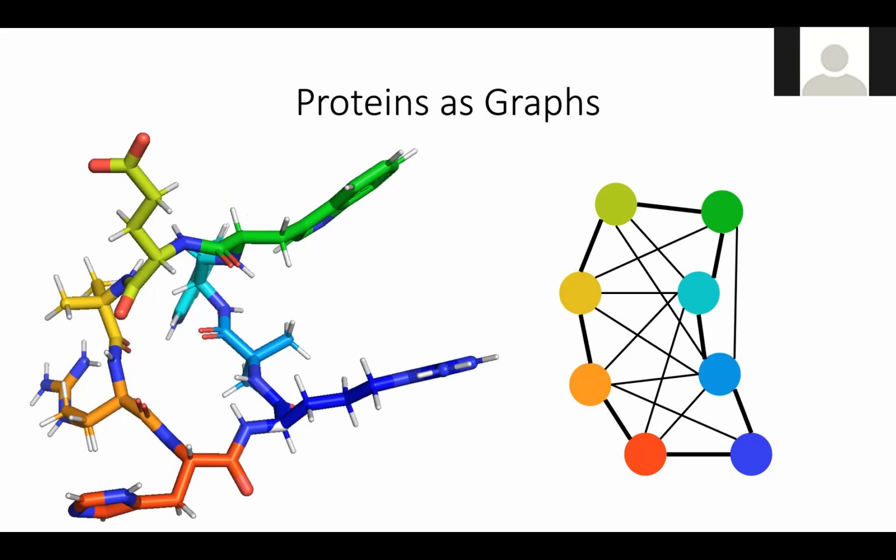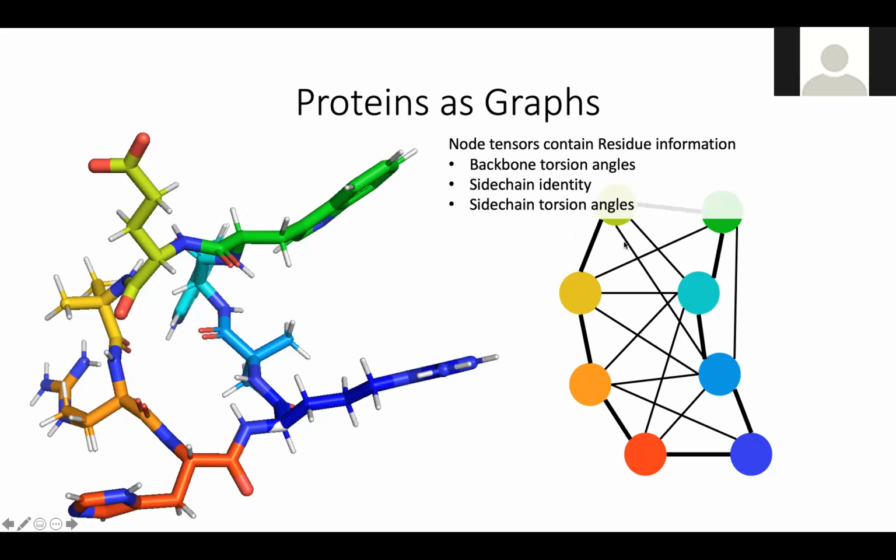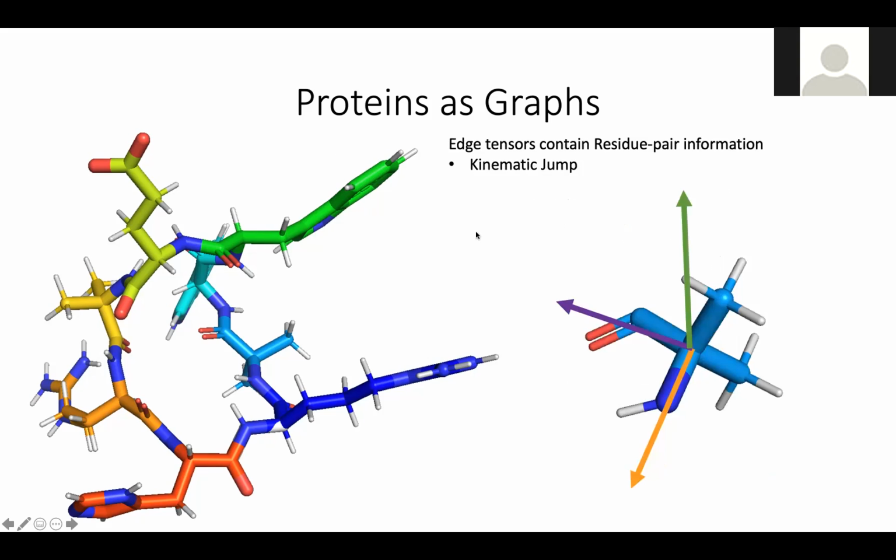That's the gist. The node tensors themselves, or the attributes, contain information on those residues, so backbone torsion angles, sidechain identity or sequence identity, which amino acid it is. Sidechain torsion angles, really just one body terms as we think of it in the Rosetta score function. And then the edges are the two body terms as we think about it, or residue pair interactions.